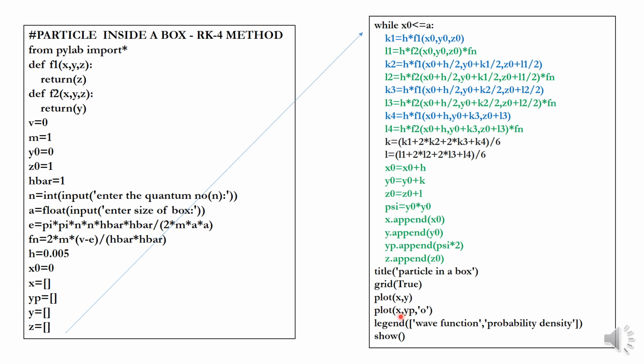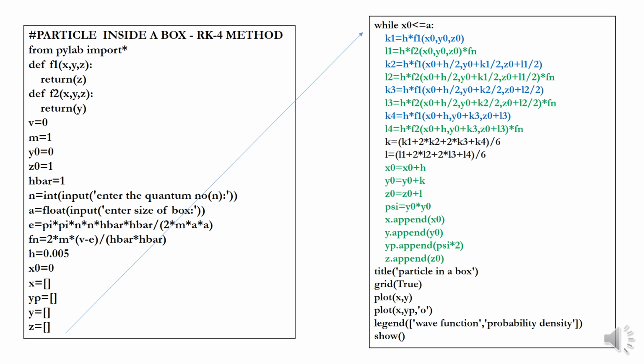Then it is plotted. Plot x comma y as the displacement, or the solution, or the wave function. The probability is obtained as y0 times y, that is psi times psi, and this is plotted as x comma yp, and this is given a legend using this line.